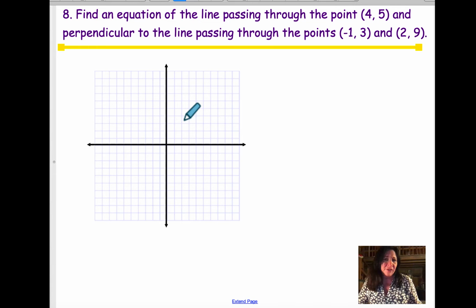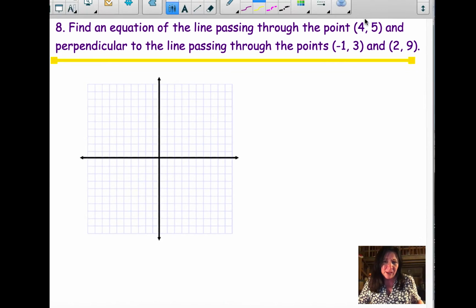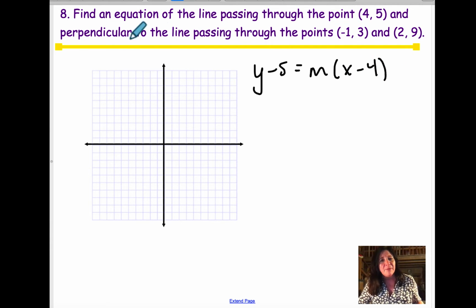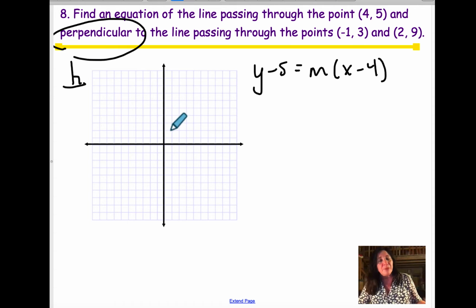Last one of these, and this one is saying, here's my new point here. Whoops. Here's my new point, 4, 5. And so I'm going to set that into point slope form. So I'm going to go y minus 5 is equal to my slope times x minus 4. But they want the value that's perpendicular, right? So remember, perpendicular means whatever my slope is, I'm going to take the opposite and then the reciprocal. So I'm going to graph, this is like -1 and then up 3. And then I've got 2, 9.